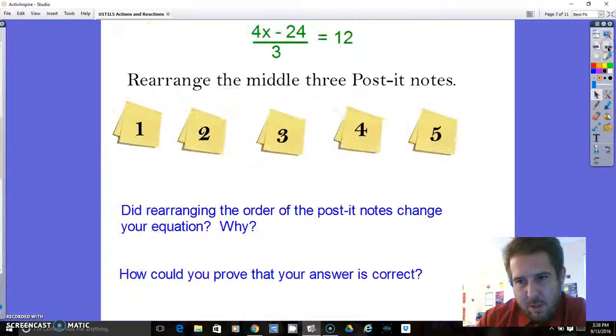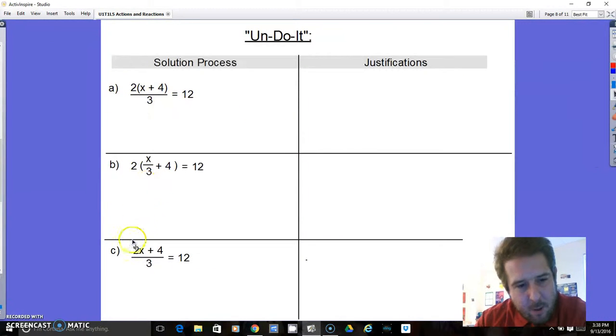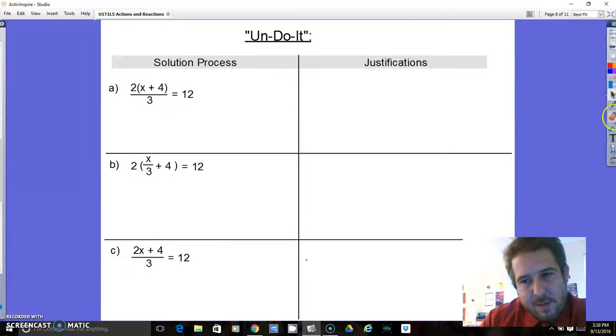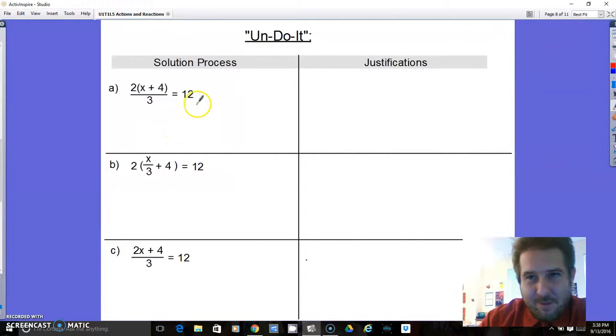And then we are determining, does the order matter? What you notice about all 3 of these equations, A, B, and C, is that they all equal 12. They all have the exact same numbers, but they all require different steps in order to solve. Well, actually, they're the same steps, they happen to be in a different order.